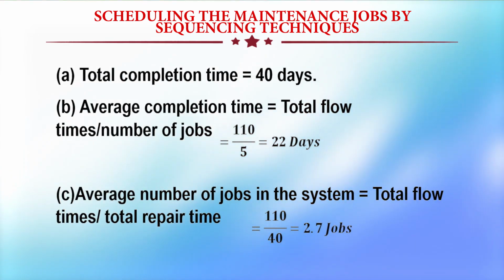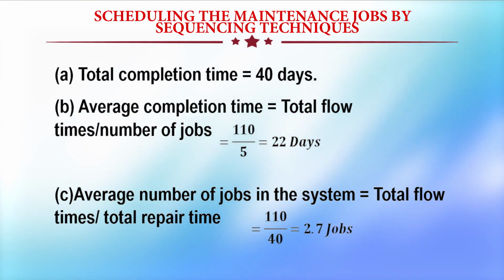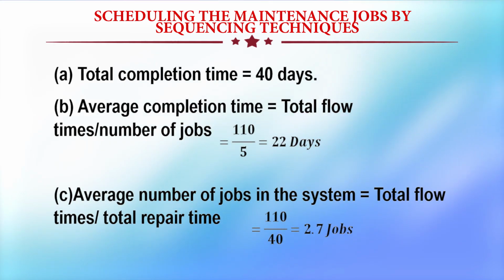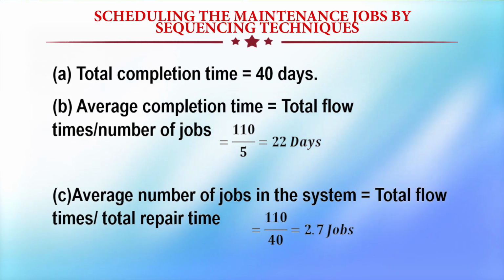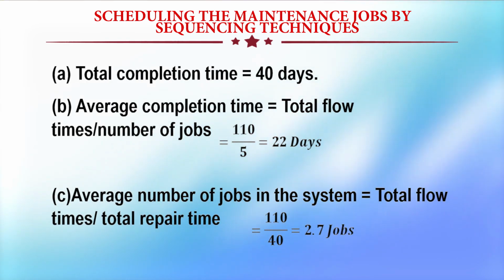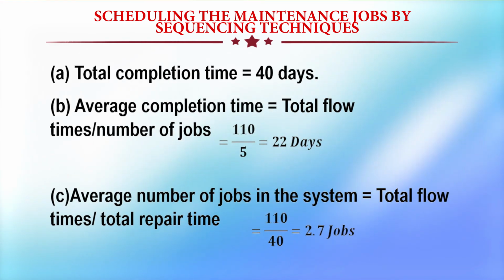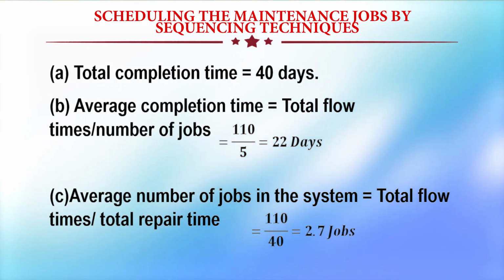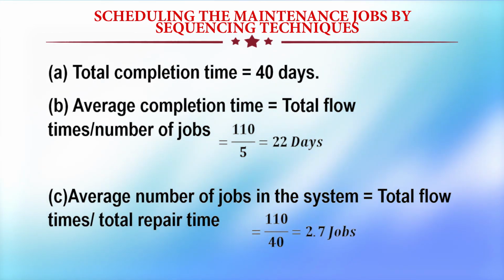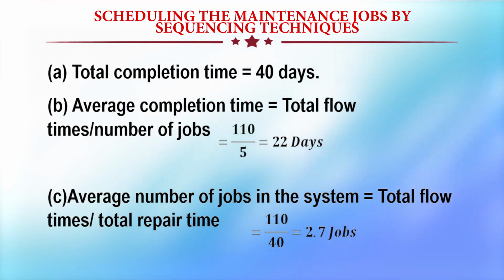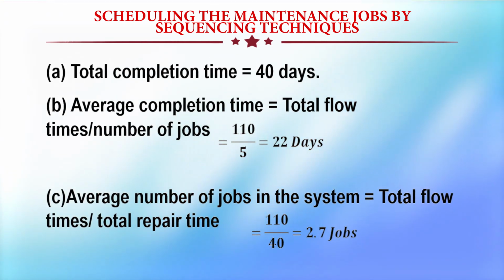And then average number of jobs in the system is equal to total flow time divided by total repair time, that is 110 by 40, that is equal to 2.7 jobs. Means around 3 jobs are in the line, in the pipeline. So this is the average number of jobs in the system, undergoing maintenance. So around 3 jobs are under maintenance.